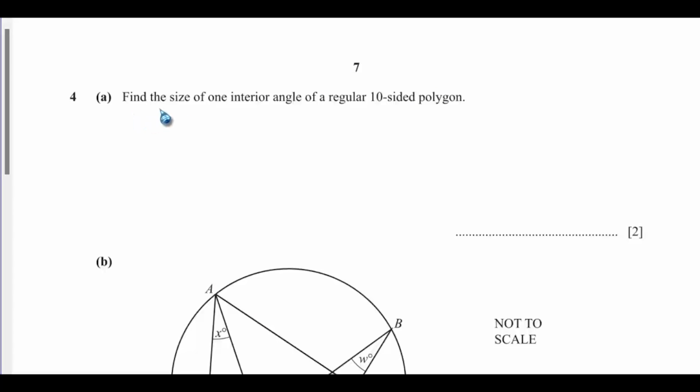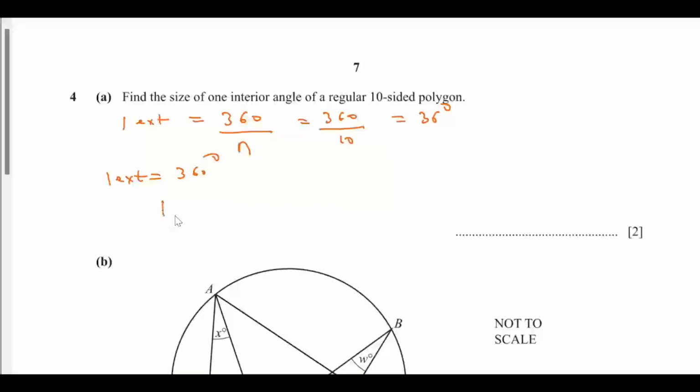Question 4a. Find the size of one interior angle of a regular 10-sided polygon. So we know that one exterior angle of a regular polygon is equal to 360 degrees divided by the number of sides. Okay, so we can easily get one exterior angle, and this will be equal to 360 degrees divided by 10. So that will be 36 degrees. So one exterior angle of this polygon is equal to 36 degrees.